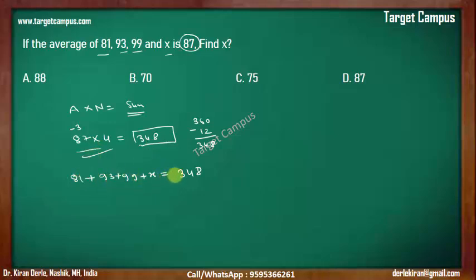81, 93, 99, x is equal to this. So 1 plus 3, 4, 4 plus 9 is 13, carry 1, 1 plus 9, 10, 10 plus 9 is 27. 273 plus x is equal to 348. So x would be equal to 5 and this is 7, right? X is 75. So this one term is 75, right? This should be the answer.